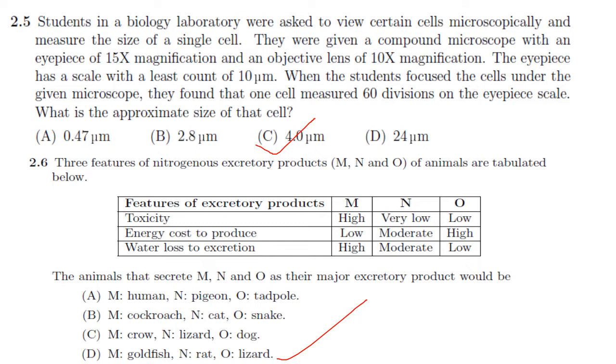Then, three features of nitrogenous excretory products M, N, O of animals are tabulated below.